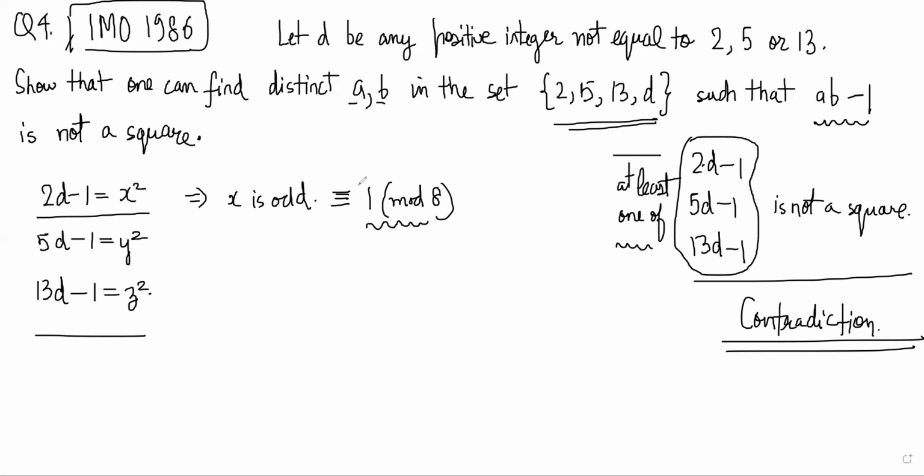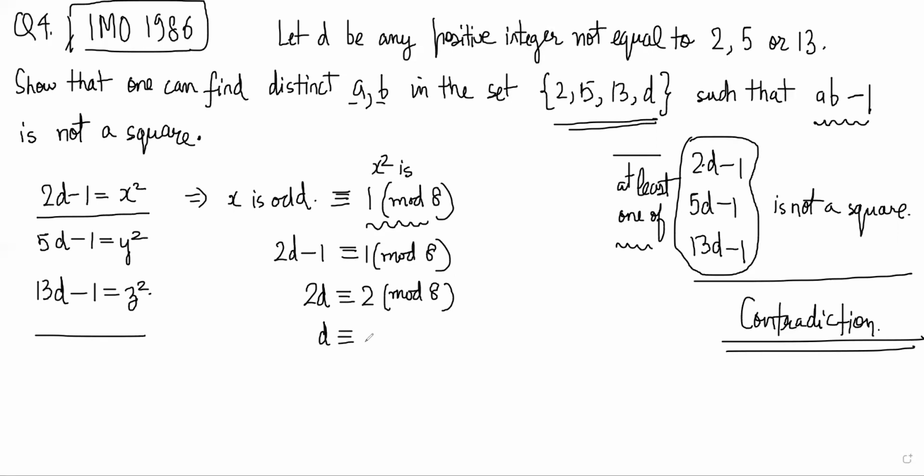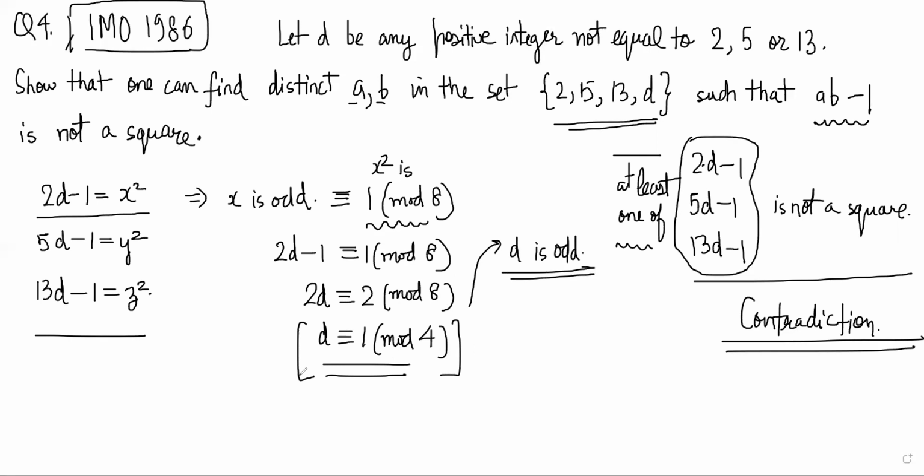So what we are getting is x square is 1 mod 8, right? Yeah, x square is 1 mod 8. That means 2D minus 1 is 1 mod 8. So 2D is 2 mod 8, so D is 1 mod 4. So we are getting at least this thing, right? D is 1 mod 4, so D is odd.